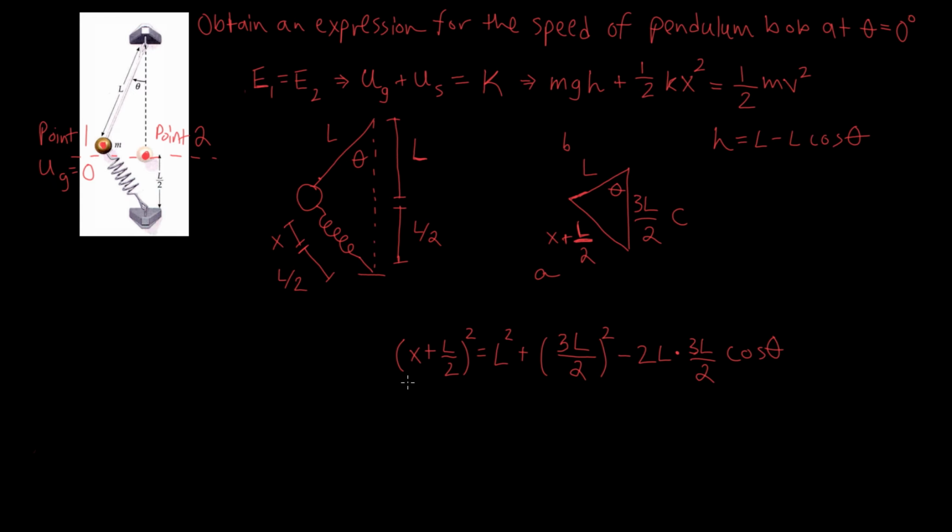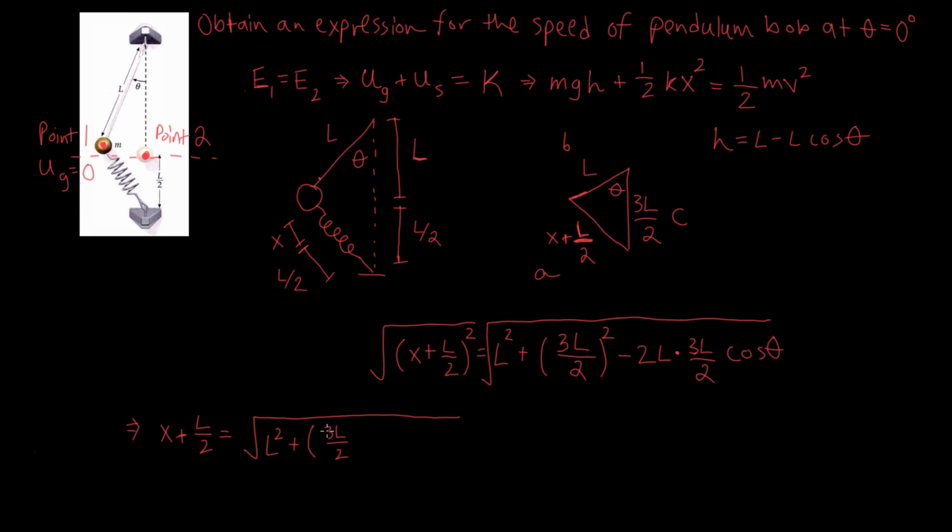In order to isolate the variable x, notice how x is in a parentheses, which is squared. In order to isolate the x, we would have to take the square root of both sides in order to get rid of the square. If we take the square root of x plus L divided by 2, we just get x plus L divided by 2 without the square, and the right hand side squared is just this.